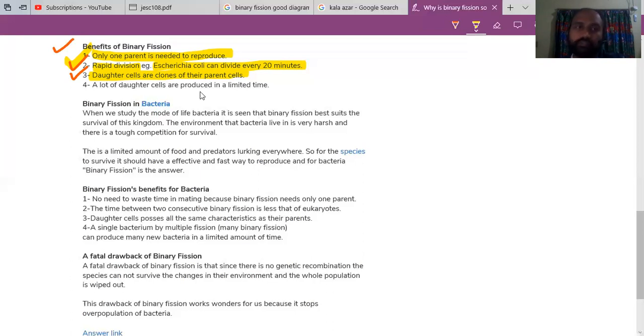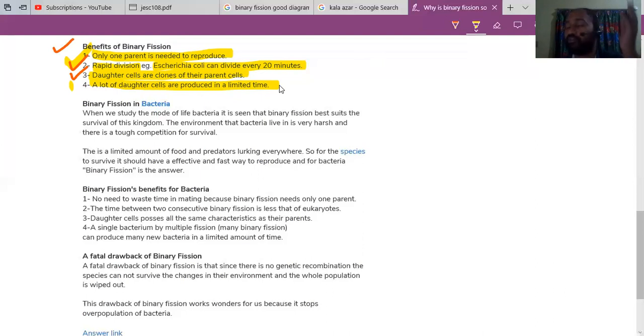Okay, so another benefit, number four. A lot of daughter cells are produced in a limited time. I told you, see, multiple fission is there. It's a kind of fission which I will discuss in the next video. So in multiple fission, a lot of daughter cells are formed at the same time instead of two. So that is also a benefit, isn't it?